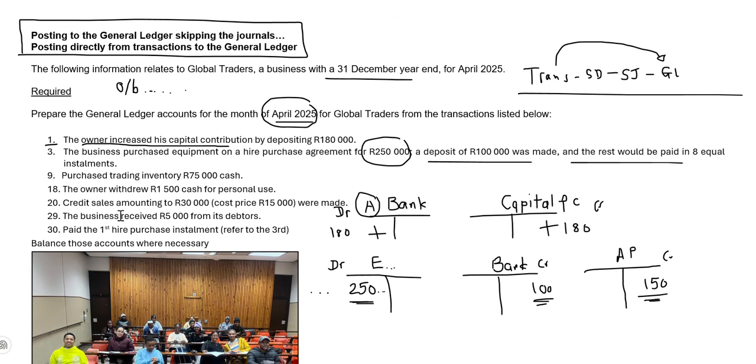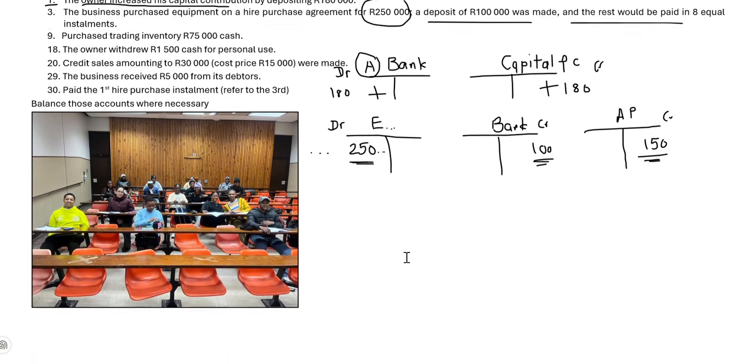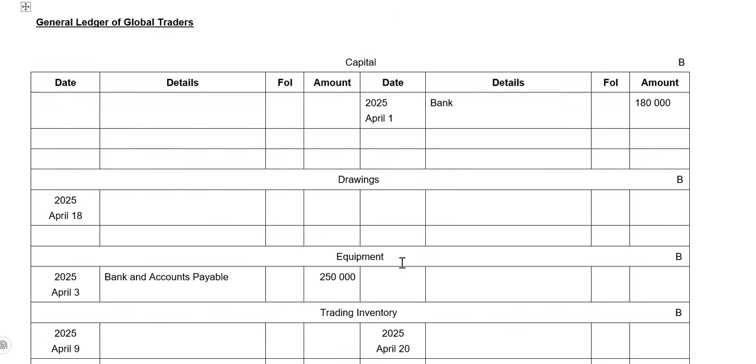On the 9th, purchase trading inventory 75,000 cash. Cash, the one account will be bank. What did you buy? Trading inventory. An asset for an asset, cash for trading inventory. Go and record it now in the general ledger account. I'm not going to do these anymore. Debit trading inventory, the value of trading inventory increased by 75,000. What happened to your bank balance? It decreased by 75,000.